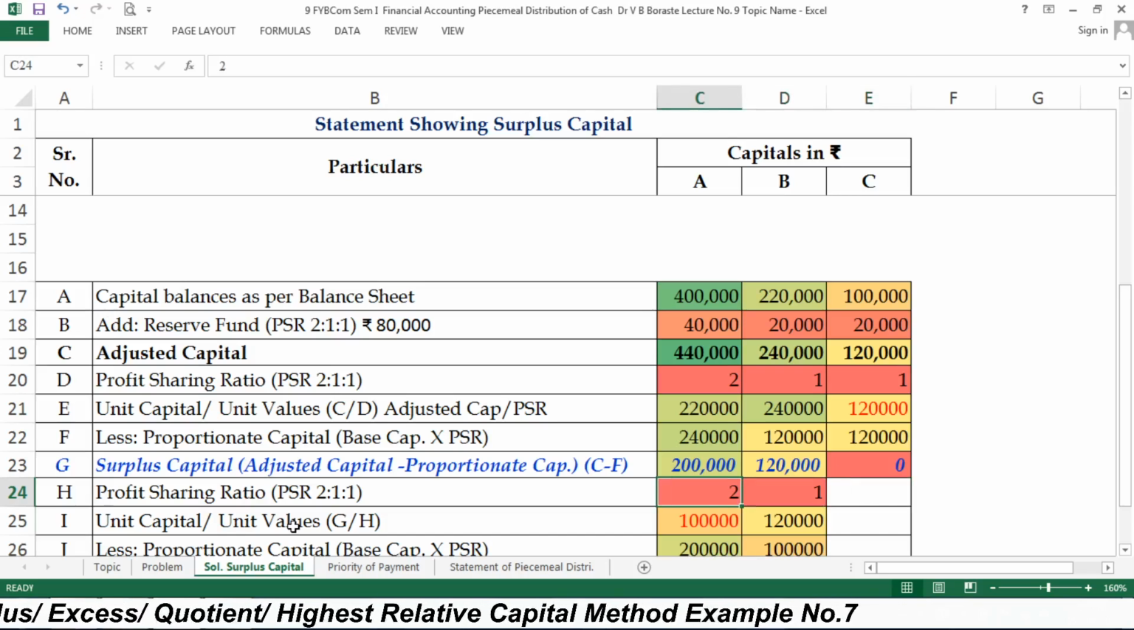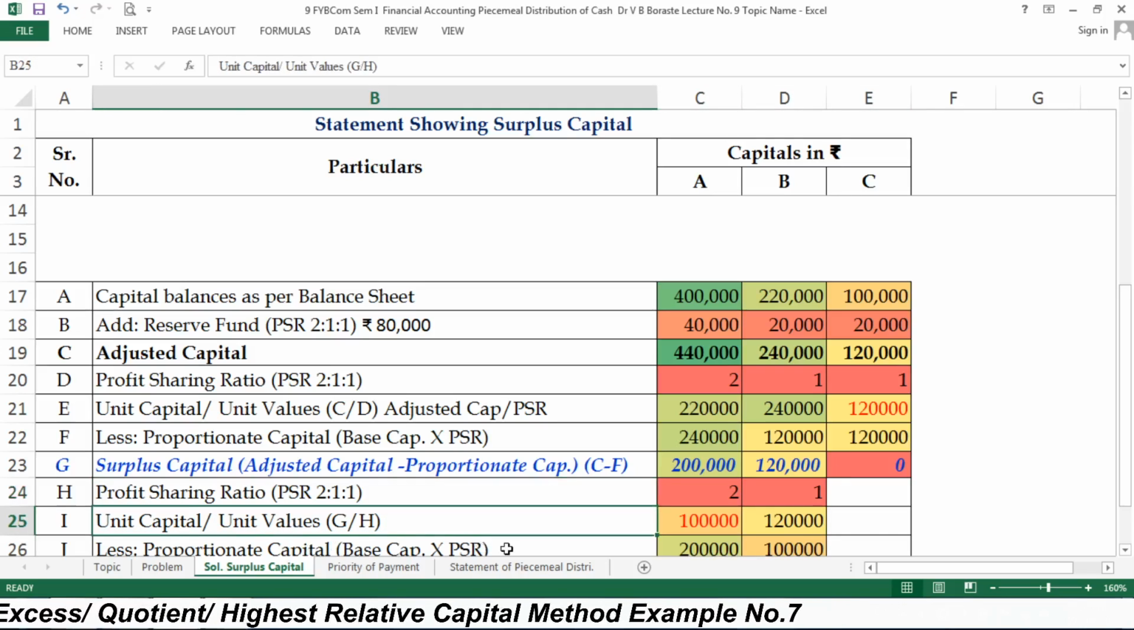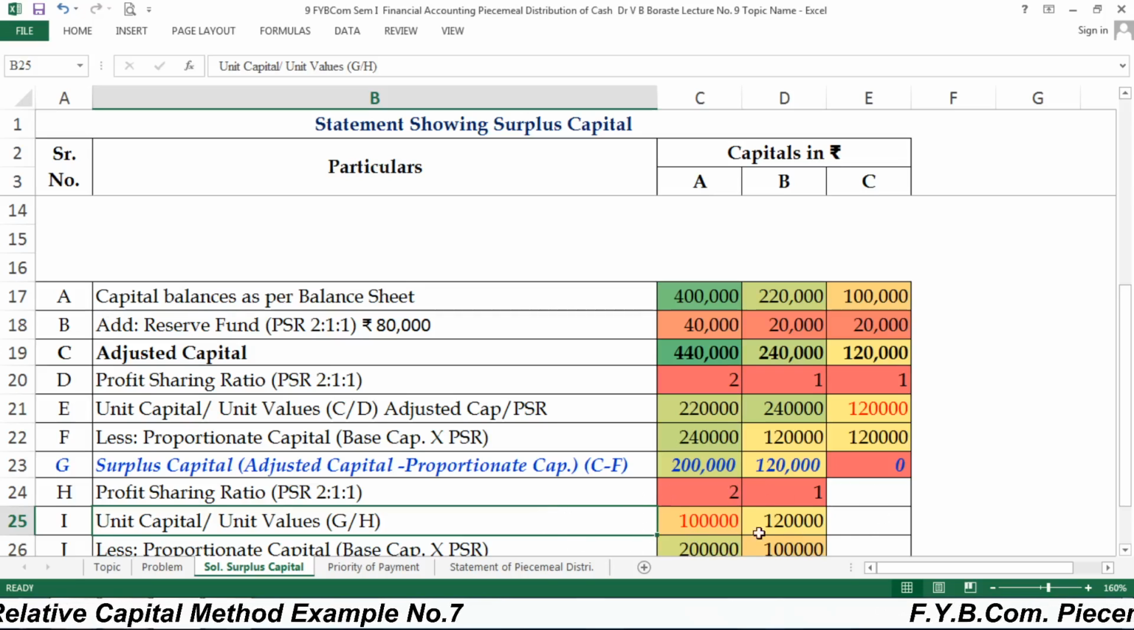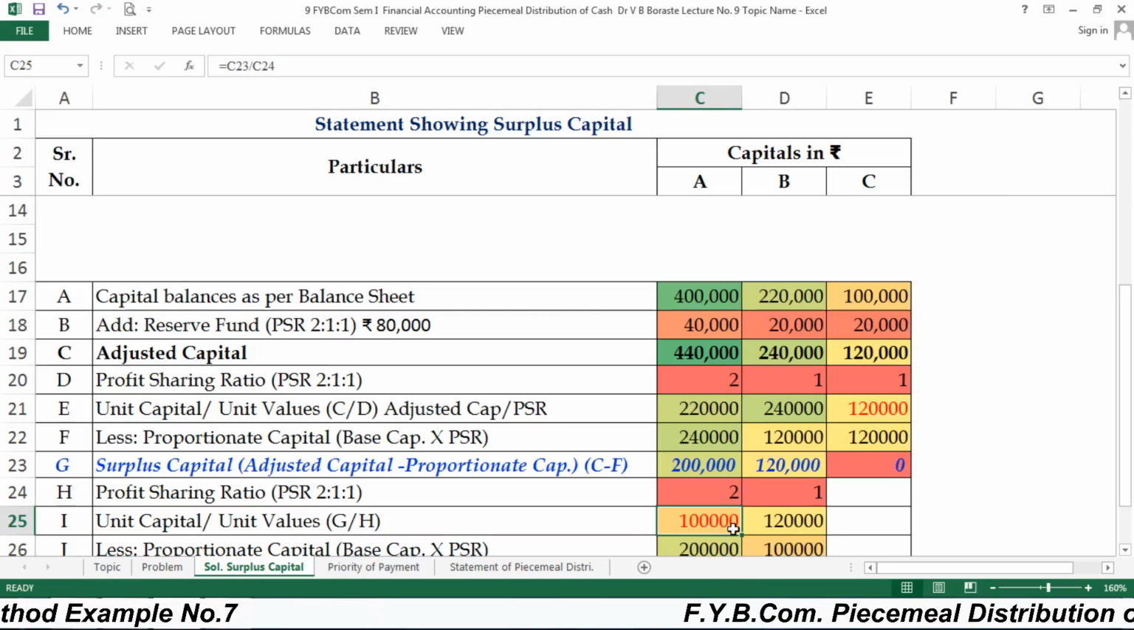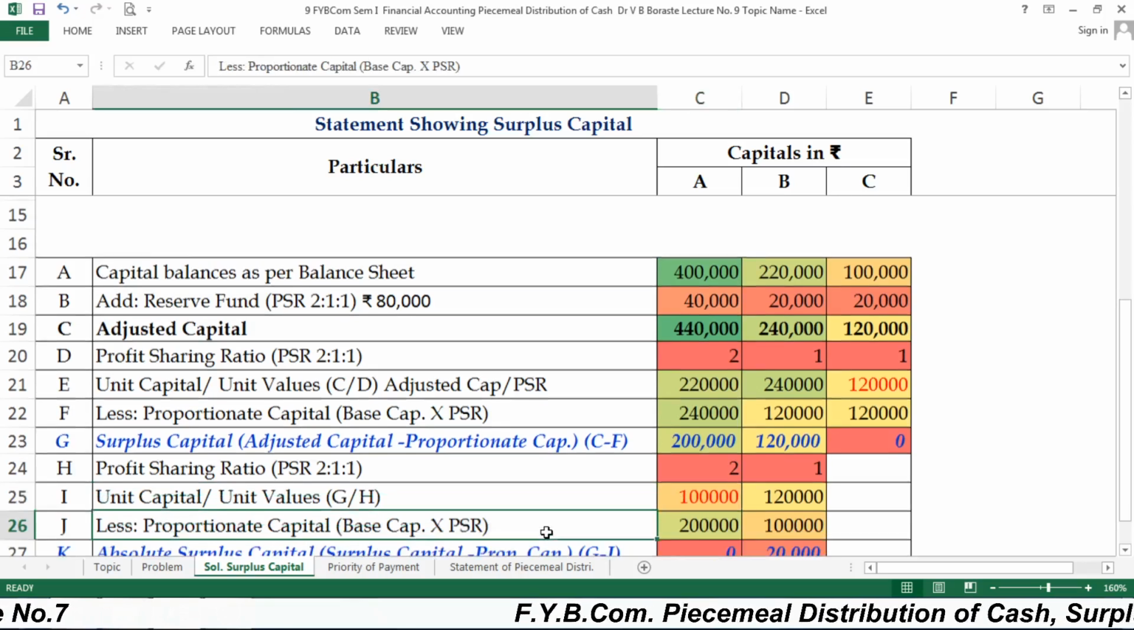Then we will calculate the unit capital. Unit capital will be G divided by H, that means surplus capital divided by profit sharing ratio. So 2 lakh divided by 2 equals 1 lakh, and 1,20,000 divided by 1, the answer is 1,20,000. After that we will consider the minimum amount of unit value as the base capital. So here 1 lakh is the least amount and 120 is higher. So 1 lakh will be considered as the base capital for calculating the proportionate capital.